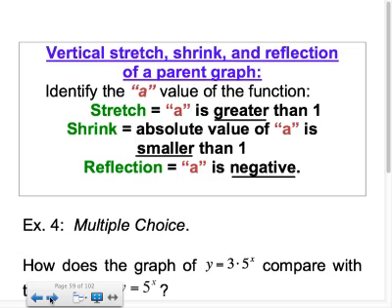Okay, there's a couple things that we're going to concern ourselves with. You're going to have to be able to identify whether a graph represents a vertical stretch, a vertical shrink, and or a reflection of a parent graph. Remember, parent graph is the most basic type of graph there is. The A value determines whether it's a stretch or a shrink. If A is greater than 1, it's a stretch. If A is less than 1, it's a shrink. We say the absolute value, and I'll explain that later on. And then if A is negative, that makes it a reflection.